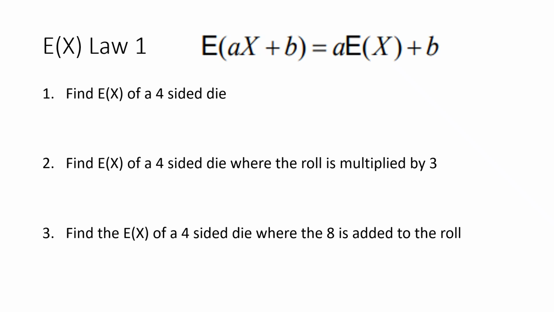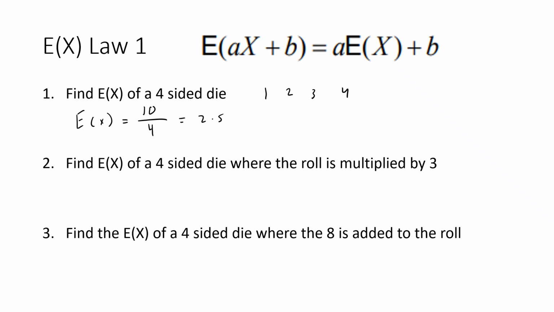The first question is find the expected value of a four-sided dice. So we know the outcomes of a four-sided dice are 1, 2, 3, 4, which means the expected value is equal to the total. So 1 plus 2 plus 3 plus 4, which is 10, over the possible different outcomes, which is over 4, that's 2.5.